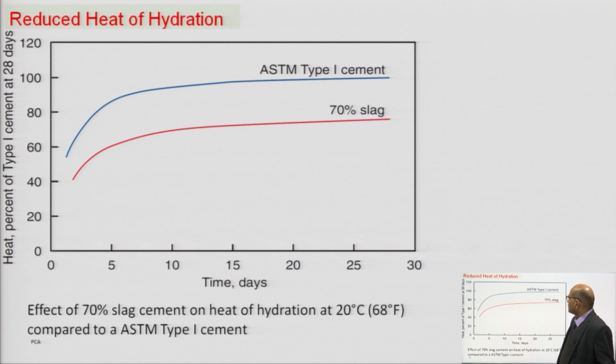Okay. So, if you see the reduced heat of hydration here, this diagram has been taken from the Portland Cement Association. Here it is 70% slag and they have taken ASTM Type 1 cement. You can find the heat of hydration at 5 days, 10 days, 15 days, 20 days, 25 days. All the time you are finding that the heat of hydration is much lower with respect to Type 1 cement. This graph is clearly showing that we are getting a reduced heat of hydration. This is a research project.